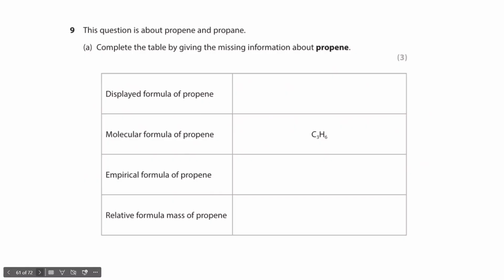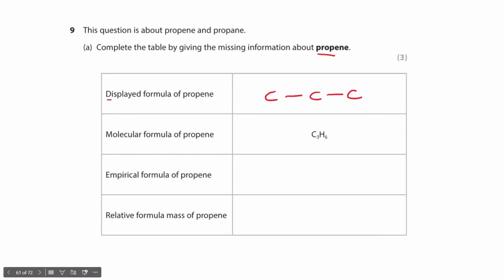Now we have a question. This question is about propene and propane. Complete the table by giving the missing information about propene. Propene means it's an alkene. So, the displayed formula of propene. We know that prop means 3, so you put 3 carbon atoms.